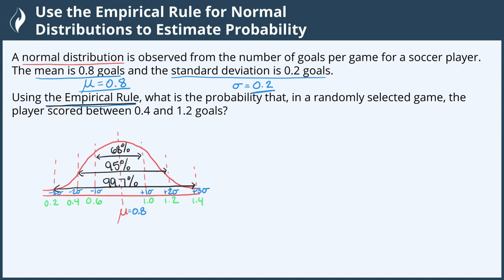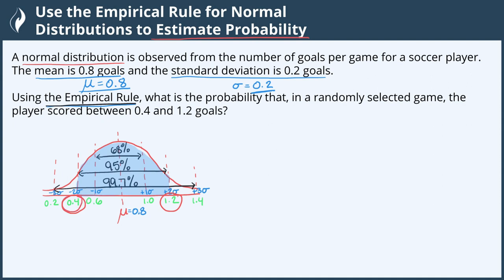We were asked to find that in a randomly selected game, the player scores between 0.4 and 1.2. This is 0.4 here, and it encompasses clear up to 1.2. So all of this in between those two scores, and the area underneath the curve is a great way to estimate the probability of the numbers that we're looking at.